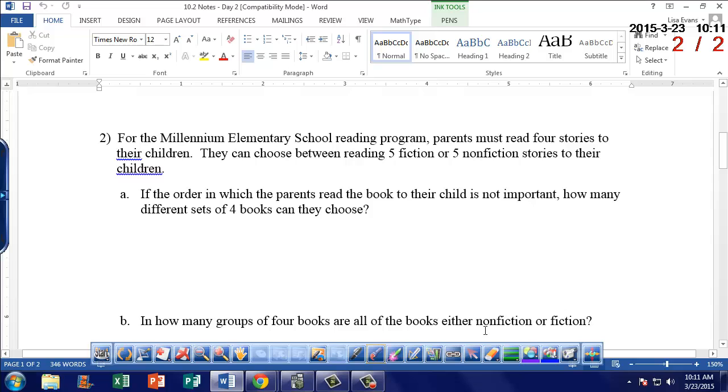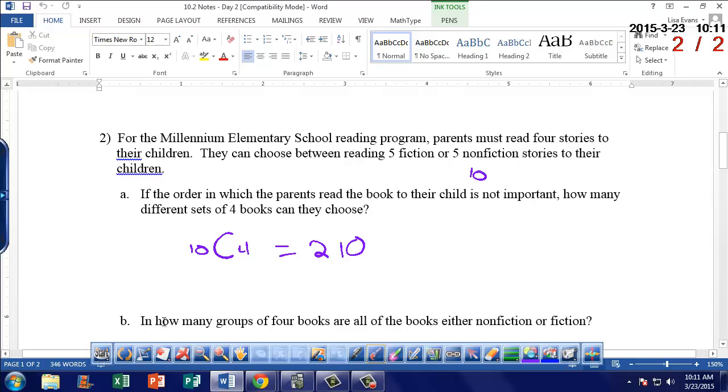For the Millennium Elementary Reading Program, parents must read 4 stories to their children. They can choose between reading 5 fiction or 5 nonfiction stories to their children. So those are our options, 10 total. We have 10 total stories, and they have to choose 4 of those. If the order in which the parents read the book to their child is not important, how many different sets of 4 books can they choose? Very simple. We have 10 total stories. We're going to choose 4 of those. We don't care about the order. Done. The answer is 210.